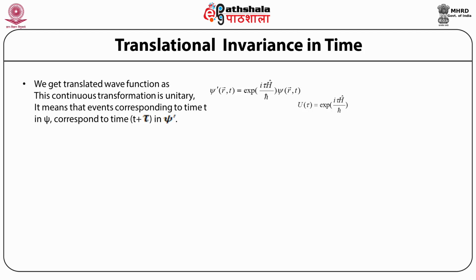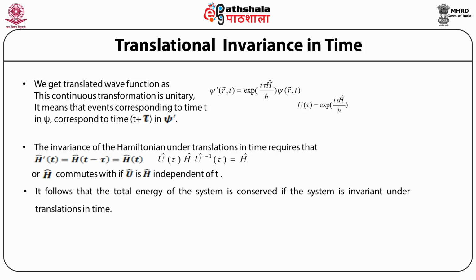Using the transformation operator in time defined above, the invariance of the Hamiltonian under translations in time requires that the Hamiltonian operator H prime as a function of time t is equal to the Hamiltonian operator H as a function of time t minus tau, and this turns out to be equal to the Hamiltonian operator H as a function of time. That is, using the transformation operator U of tau, we can write operator U of tau, Hamiltonian operator H, operator U inverse of tau is equal to the Hamiltonian operator H, or the Hamiltonian operator commutes with the transformation operator U if the Hamiltonian operator H is independent of time. From the above equation, it follows that the total energy of the system is conserved if the system is invariant under translations in time.